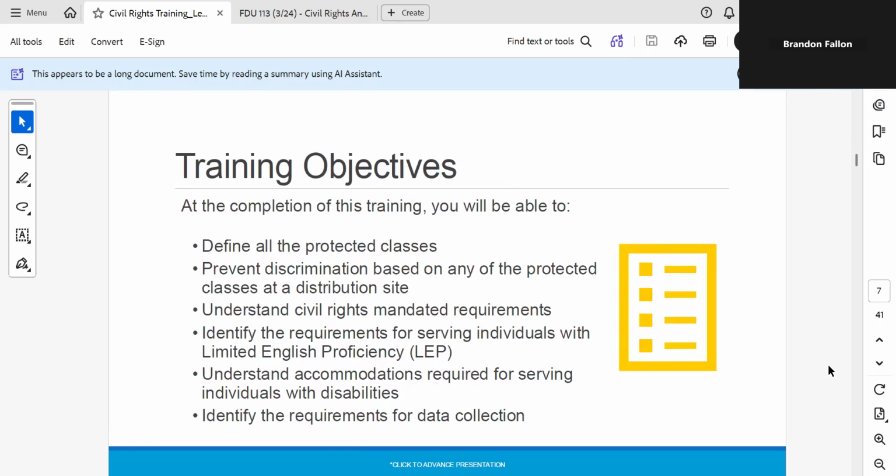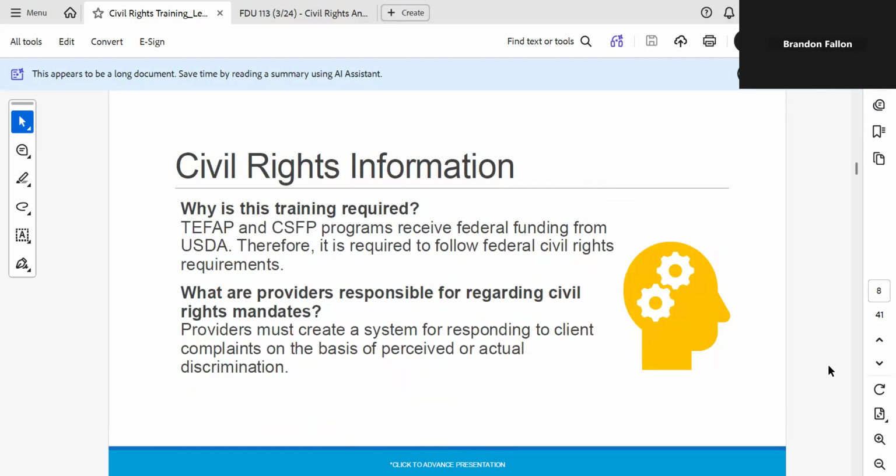Training objectives. At the completion of this training, you will be able to define all the protected classes, prevent discrimination based on any of the protected classes at the distribution site, understand civil rights mandated requirements, identify requirements for serving individuals with limited English proficiency, understand accommodations required for serving individuals with disabilities, identify requirements for data collection.